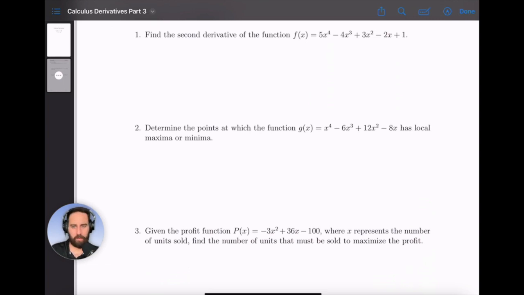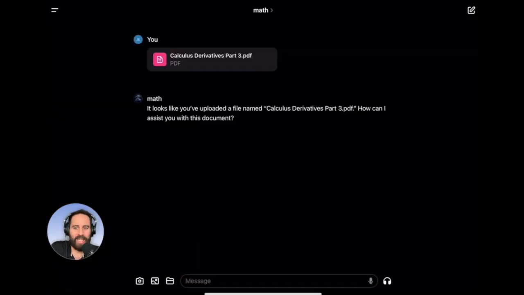You want to pause the video right here and write down what those functions are. I'll try to put them in the description, but for the most part, I'll just be referencing them, and we'll go from there. Let's go to Calculus Derivatives Part 3. I uploaded the file already. You could also do copy and pasting, same thing. It's just, for this video's sake, easier to upload the PDF.